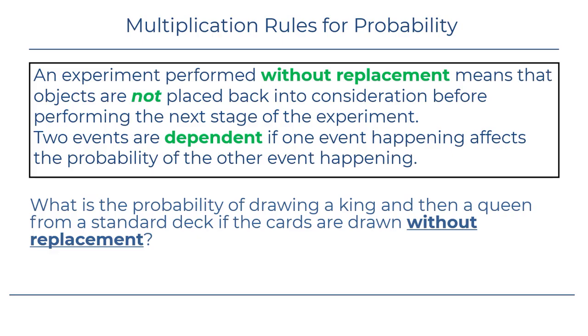Now we're going to look at an experiment performed without replacement, which means the objects are not placed back into consideration before performing the next stage of the experiment. This would make the events dependent because the second probability will be dependent on what happens in the first event. Our first example we're going to look at is the probability of drawing a king and then a queen from a standard deck if the cards are drawn without replacement.